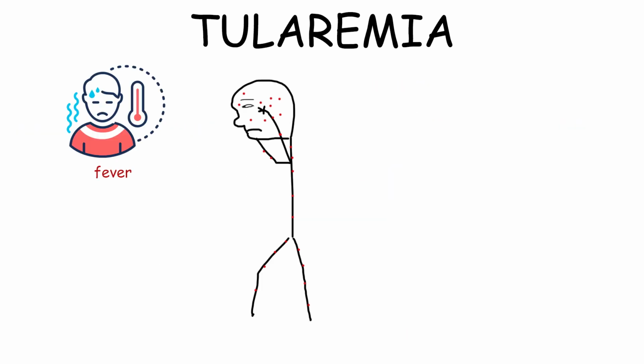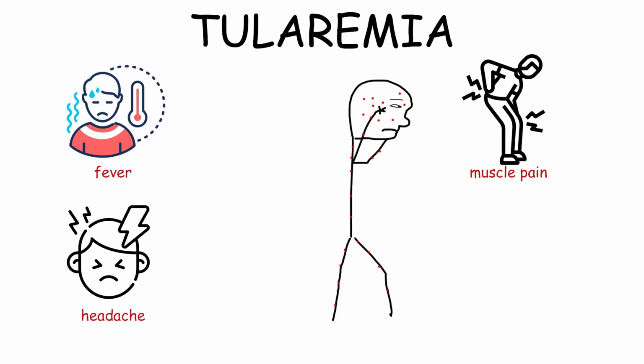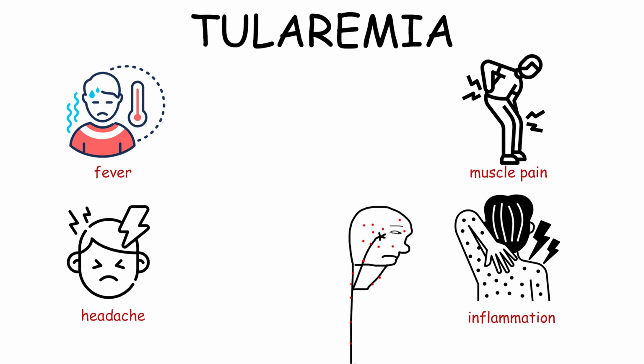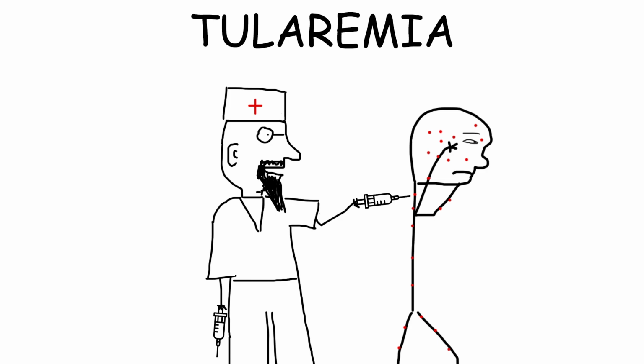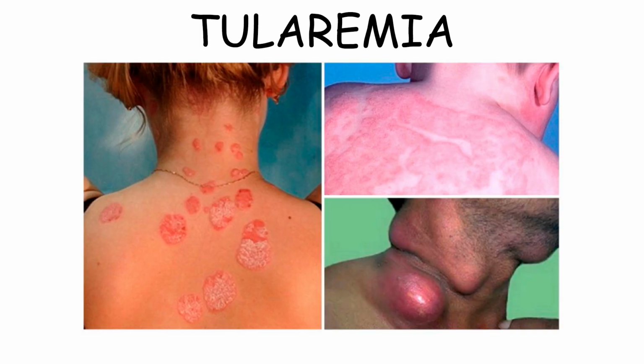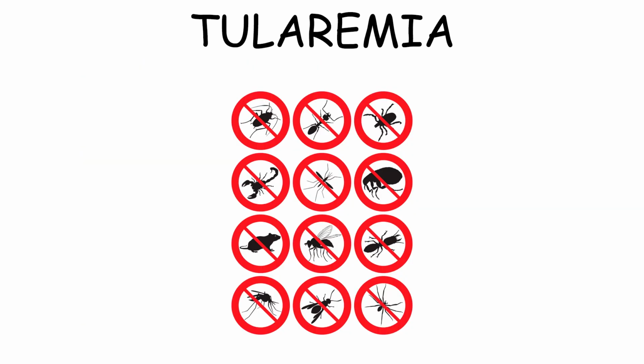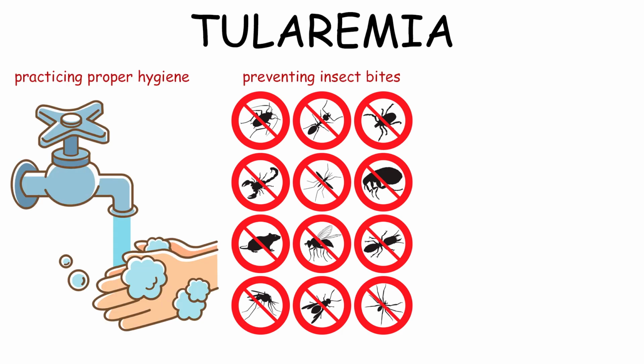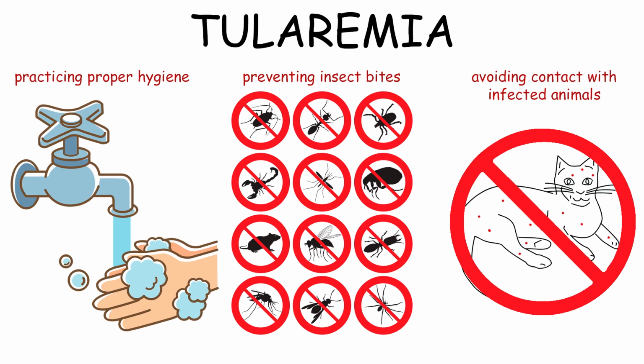Symptoms of tularemia may include fever, headache, muscle pain, as well as inflammation of lymph nodes and skin at the site of infection. Without prompt treatment, it can progress and lead to severe complications. Combating this disease involves preventing insect bites, practicing proper hygiene, and avoiding contact with potentially infected animals.